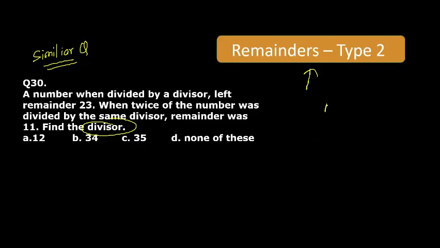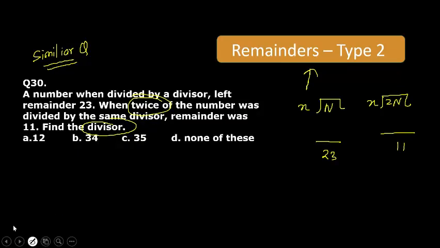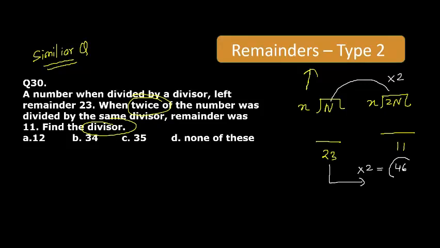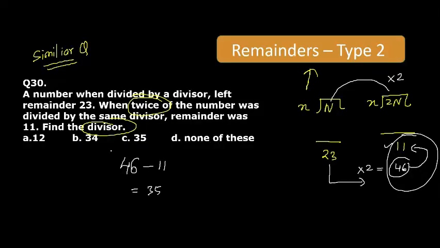So if a number, when divided by a divisor, leaves a remainder 23. Now when twice of the same number was divided by the same divisor, it is getting 11. He was doubling the number, so I think it should be 23 twos are 46, it should come. But no, it is saying it is only 11. So what is the difference of these two? According to us, 46 should come, but he is getting 11. So in this particular case, just find their difference, you will get the divisor.